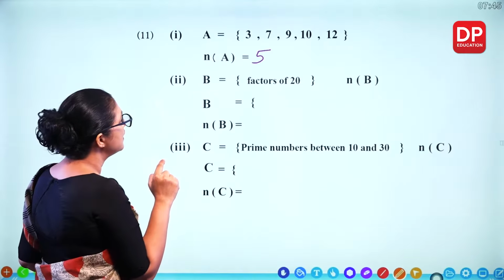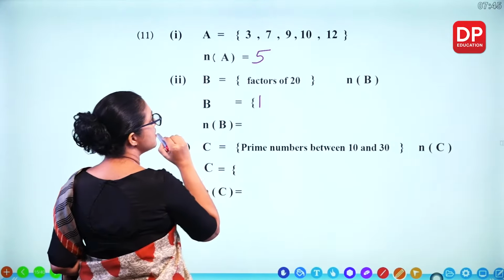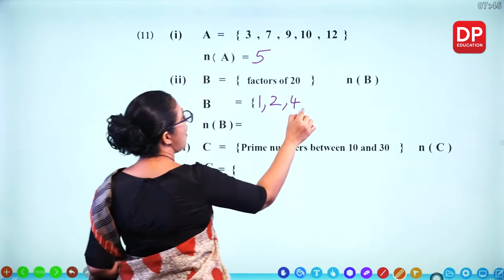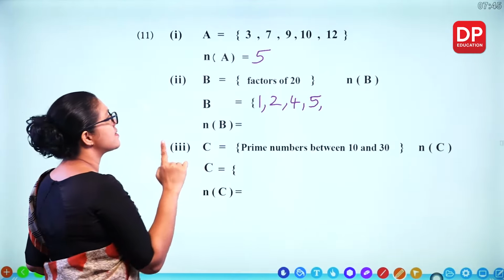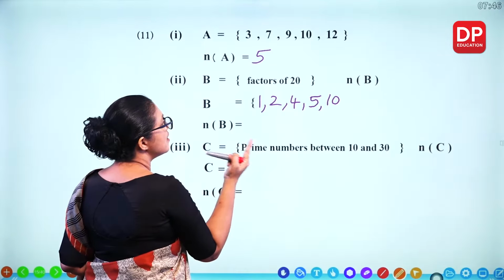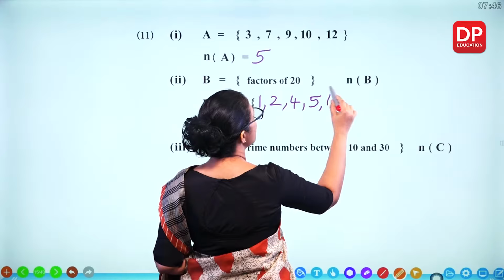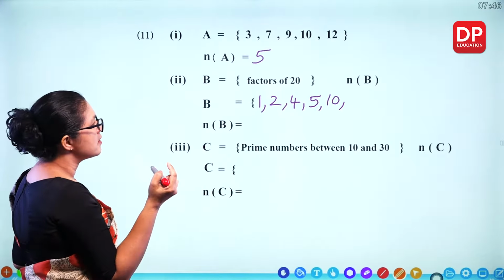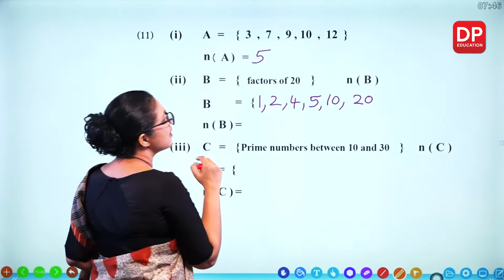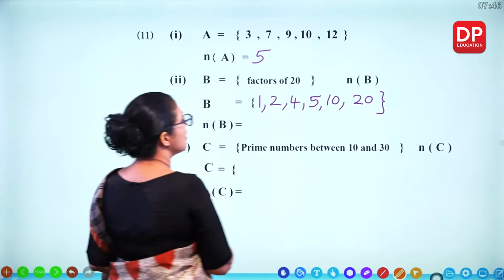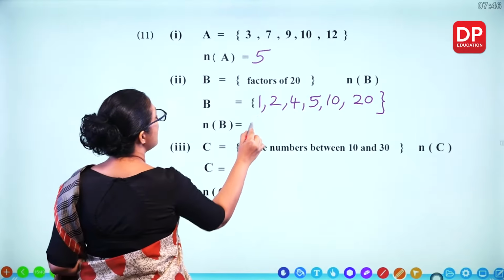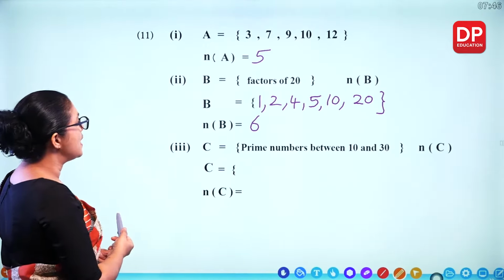Factors of 20. What are factors of 20? 1 is a factor. 2 is a factor. 4, yes, 5 a factor. Then 6, 7, 8, 9, 10. Then what else? 20 is a factor. Before that, 10, 11, 12, 13, 14, 15, 16. No. So that's 20. So how many elements are there? 1, 2, 3, 4, 5, 6. 6 elements in set B.